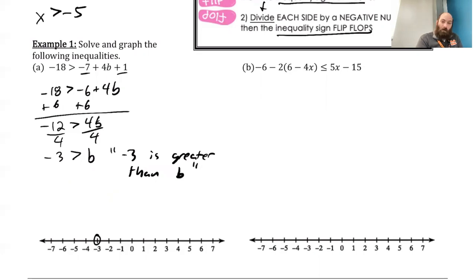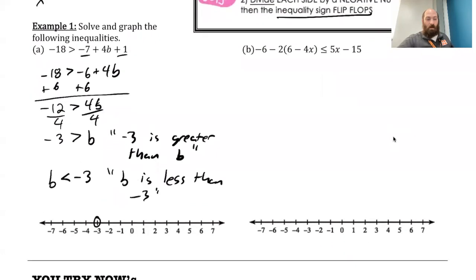Now that I've lined it up with the variable, hold on a second. Gotta fix that here. There it is. Sorry about that. Bottom line is if I read it right to left, b is less than negative 3. This value here is less than negative 3. So that's how I'm writing it here. So negative 3 is greater than b, same thing as b is less than negative 3. Now that I've written it with the variable on the left side, and I read that, that means I'm shading this way. If you're ever not sure, pick a value and test it.